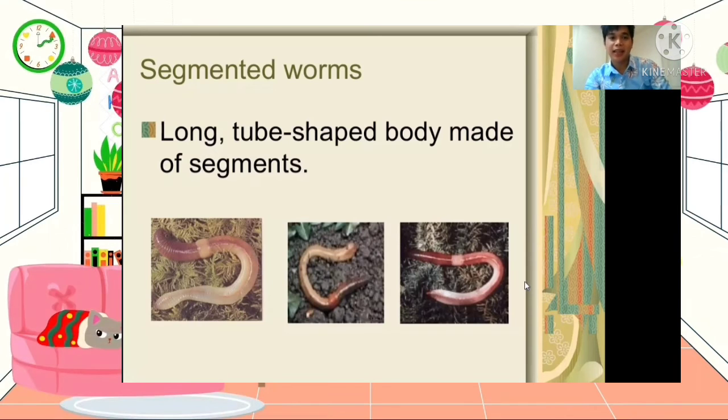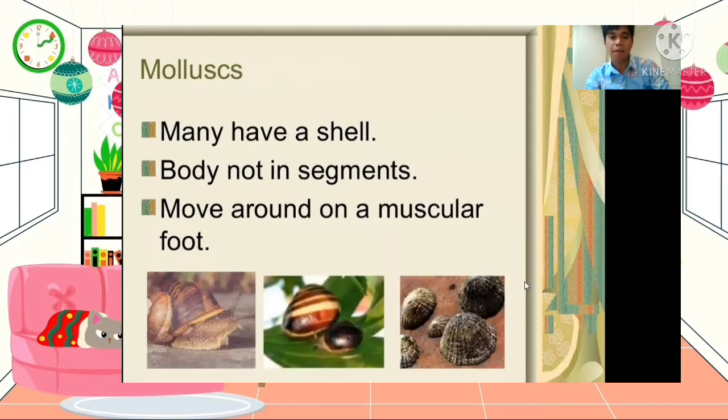Now next is mollusks. Many mollusks have a shell, a body not in segments, and move around on a muscular foot. Here are the examples of mollusks, those having shells.